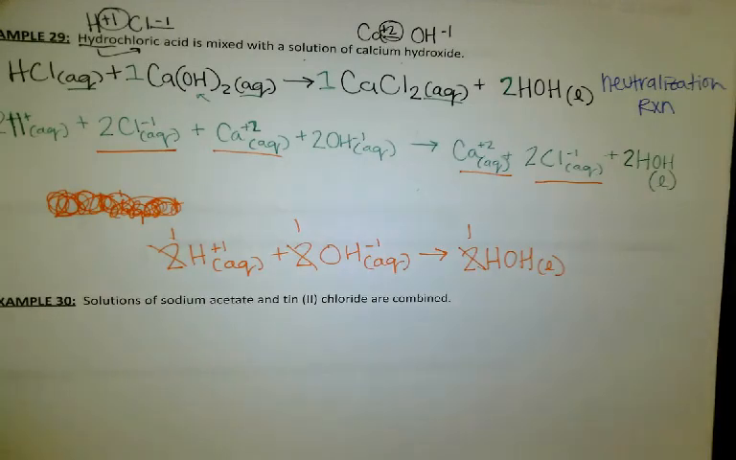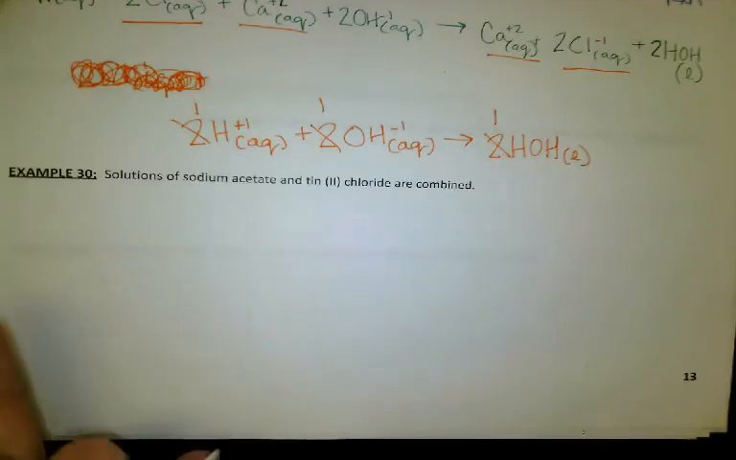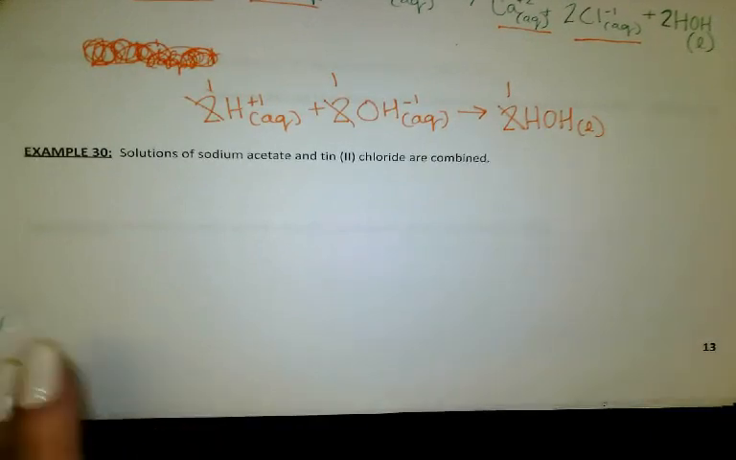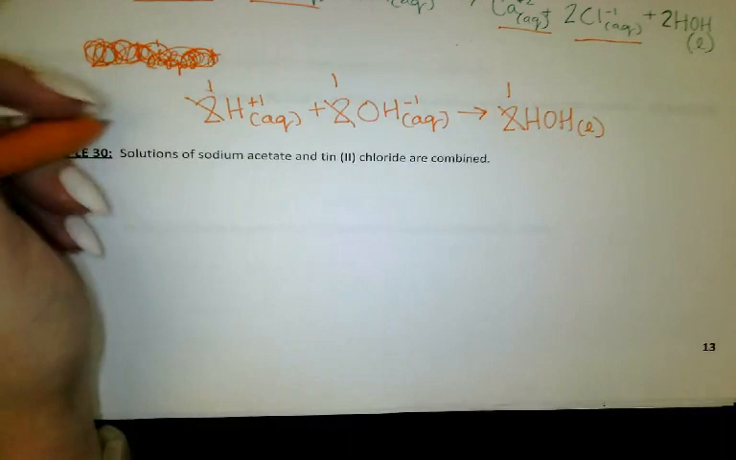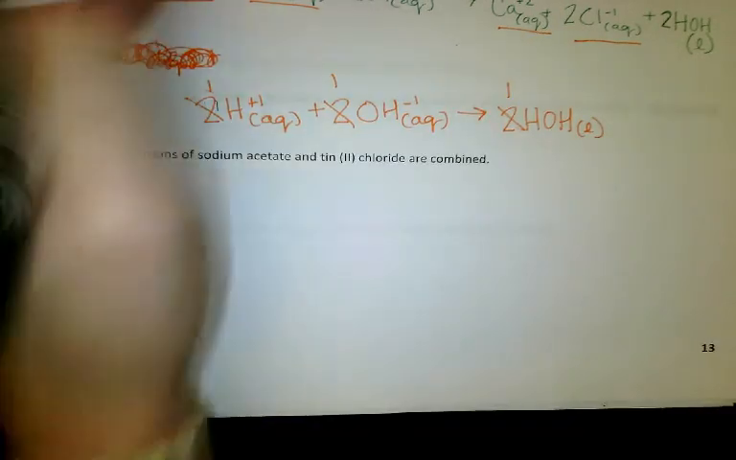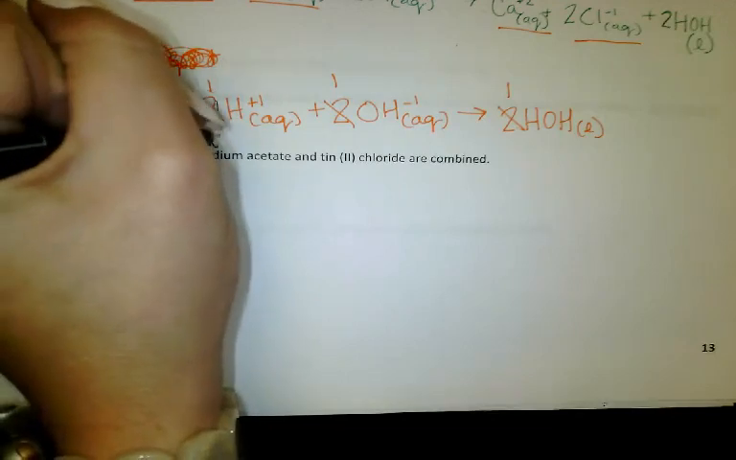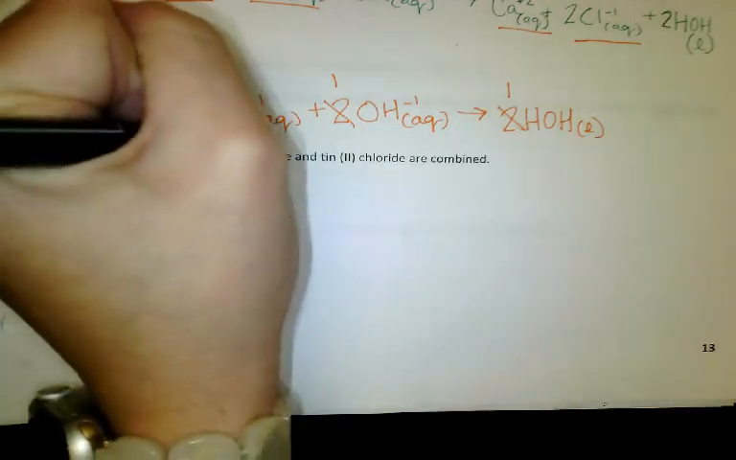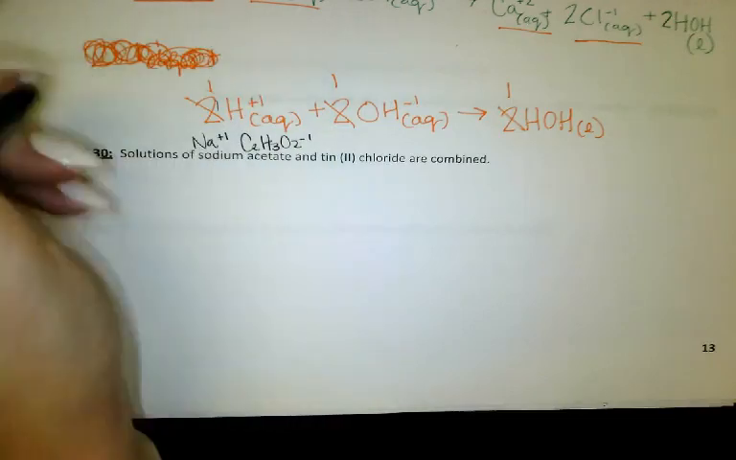Now the last one, it says solutions of sodium acetate and tin(II) chloride are combined. So, I'm going to write our equation. Sodium's charge, +1, acetate is C2H3O2, -1. So our formula is NaC2H3O2, aqueous. Okay?